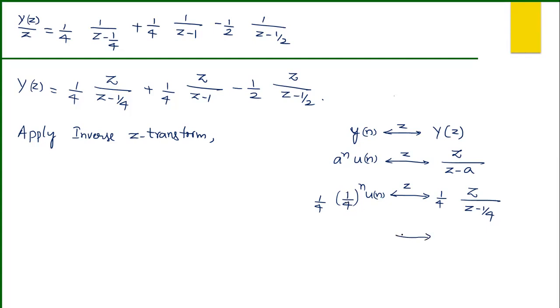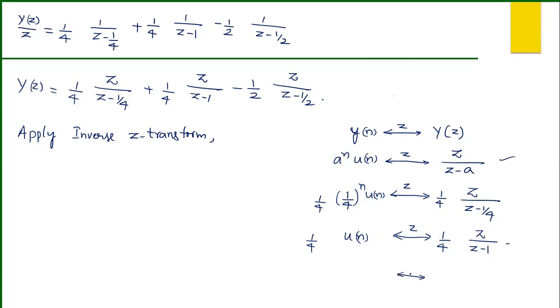Okay, now what is the another term we have? 1/4 into z/(z − 1). So 1/4 is a constant, you can take outside. z/(z − 1). What is the a value? 1. We compare this one and this one. What is the a value? 1. So 1 means 1^n, that is 1 into u[n]. 1/4 into u[n].